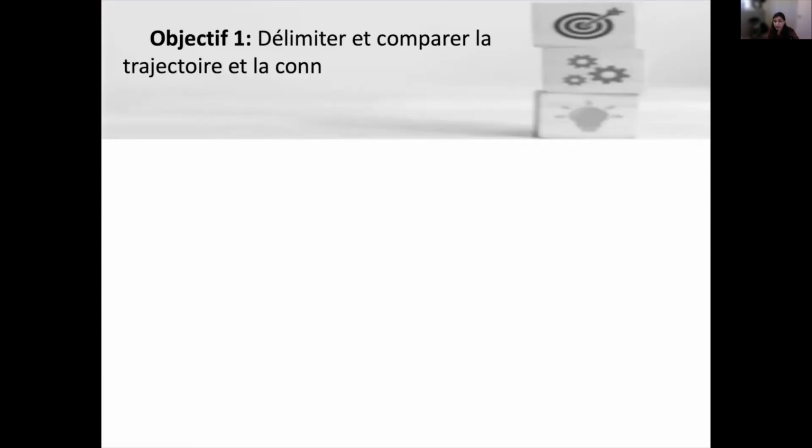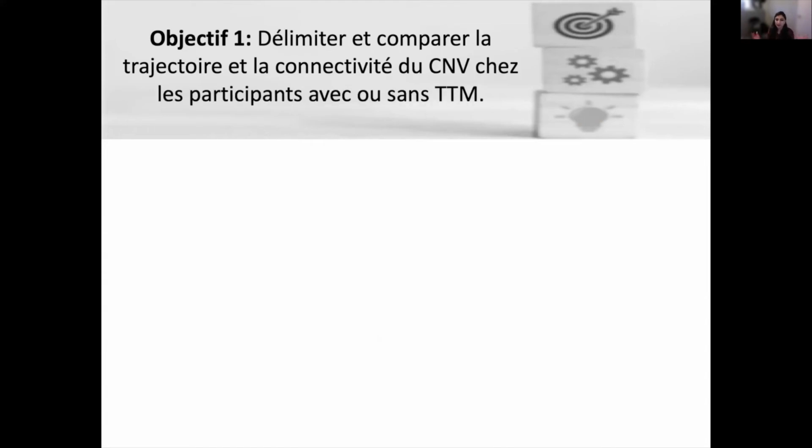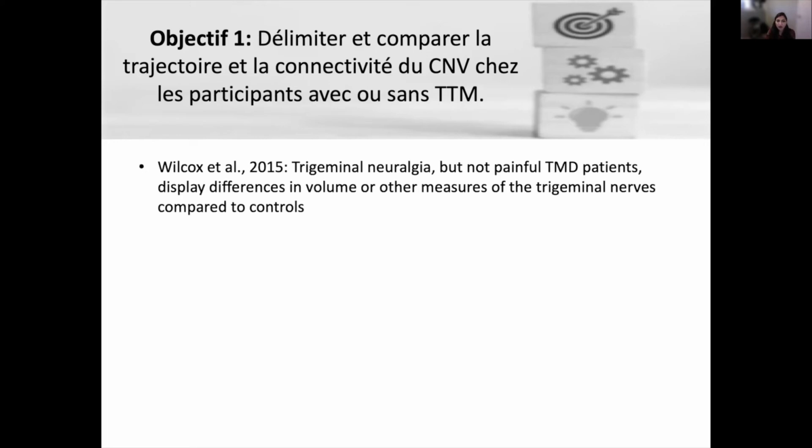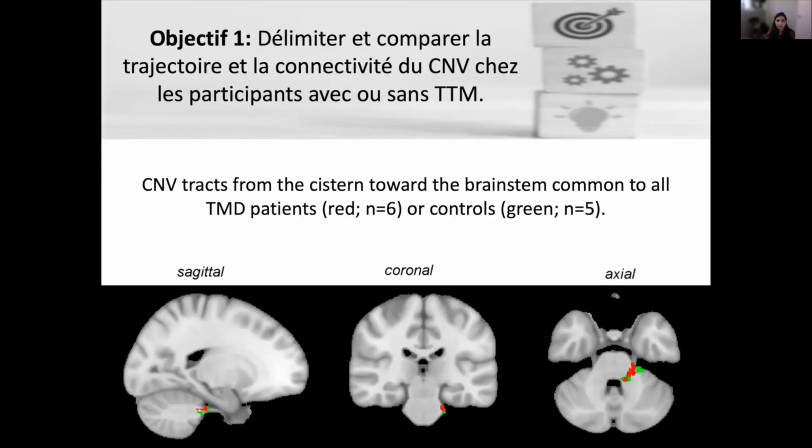Our main aim in this project is first to outline the tract and connectivity of the trigeminal nerve, going out from the brainstem to the face and coming into the brainstem from the face. That would help us find the normal trajectory and connectivity in this nerve and compare it with TMD patients. We have preliminary data that shows there is a difference between control and patient cases in connectivity and trajectory, both in the coming and going tracts of the nerve.